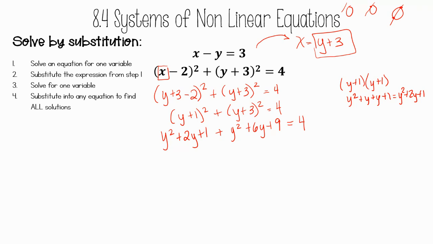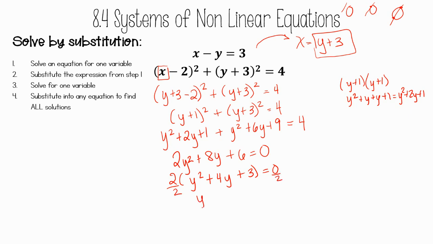So as I do this, I end up with 2y squared plus 8y, and then 10 minus 4 gives me 6. Now, if we remember our golden rule of factoring, the GCF, I'm going to take out this 2 to make it simpler. So I have 2 times y squared plus 4y plus 3, and I can divide each side by 2. So now y squared plus 4y plus 3 equals 0.